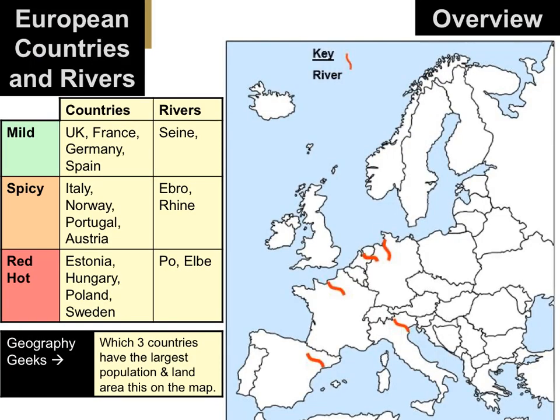Here's an overview of Europe, so you can see we've got lots of countries in Europe and there are loads of rivers. We've picked some out for us to look at today. There's a key that we're going to use. The red line shows the rivers, the blue shows the background of the sea, and the white of course shows the countries.